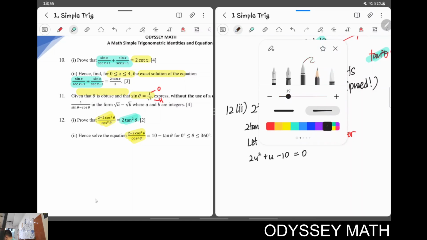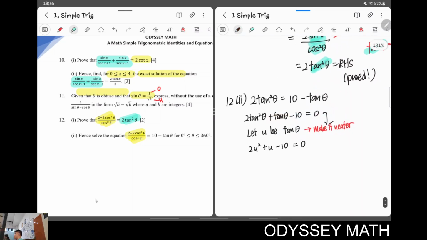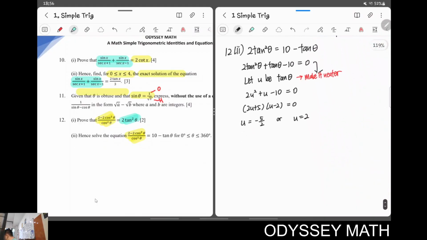So some teachers will straight away factorize directly, nothing wrong. But teaching wise, I will do it this way. So we have (2u plus 5)(u minus 2) equals to 0. I'll leave it to you to figure out how to factorize. This is in Sec 2. And then you solve for u. So u equals to minus 5 over 2 or u equals to 2. Again, remember, we are not solving for u. Plug in tangent theta back inside.